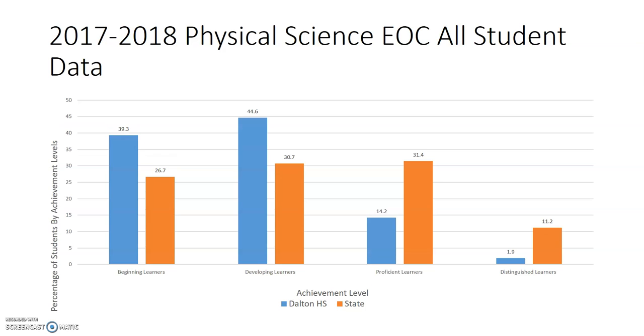In 2017-2018, we see that we're closing the gap a little bit compared to the previous year, where we had 14.2% of students perform at proficient level, and the state was at 31.4%. Still, though, for beginning and developing, we had a higher number of students perform at those levels as compared to the state, and under compared for distinguished learners to that of the state.